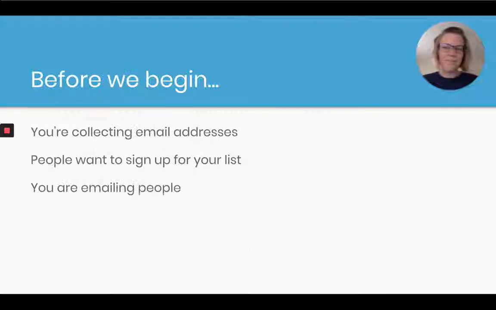So before we begin, I just want to make sure that you are collecting email addresses, that people want to sign up for your list, and you're currently emailing people. If you aren't doing those things, that's totally fine. You have to start somewhere, and you'll want to address those issues before you dive into automating all the things. So make sure that you pick an email marketing platform. Make sure that you have a reason that people want to sign up for your list. What information are you going to give them, and that you're emailing people regularly.